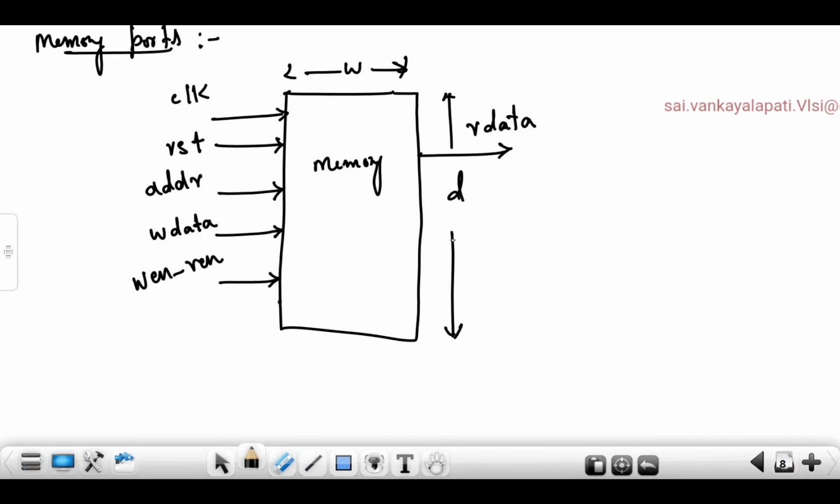Here you see, if I want to monitor the memory, the input ports are clock, reset, address, write data, and enable. Based upon this enable, I'm deciding whether I should write the data or read the data. Then the output is the data I'm reading from the memory. You understand this model? Now, if I'm asked to write a module, in the port declaration I'm going to give the size and width. Then based upon the size and width, you create a memory.